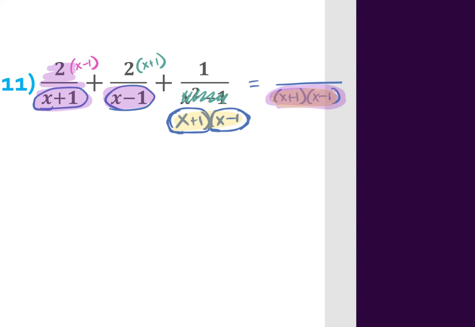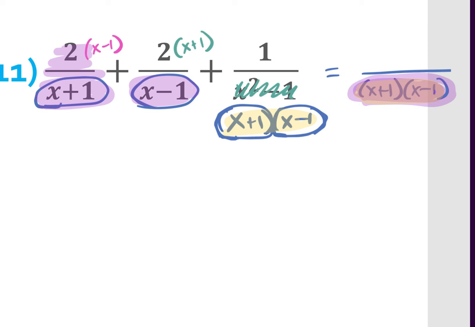Now I'm going to go through and distribute each one. So 2 times x is 2x. 2 times negative 1 is negative 2. I take the plus from the middle. Plus 2 times x is 2x. 2 times 1 is positive 2. I take the plus from the middle again. And this last one is just 1. I didn't have to change it.